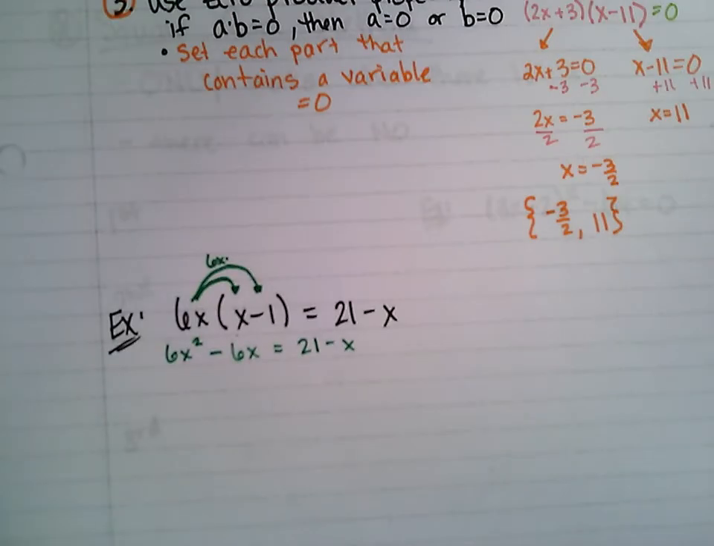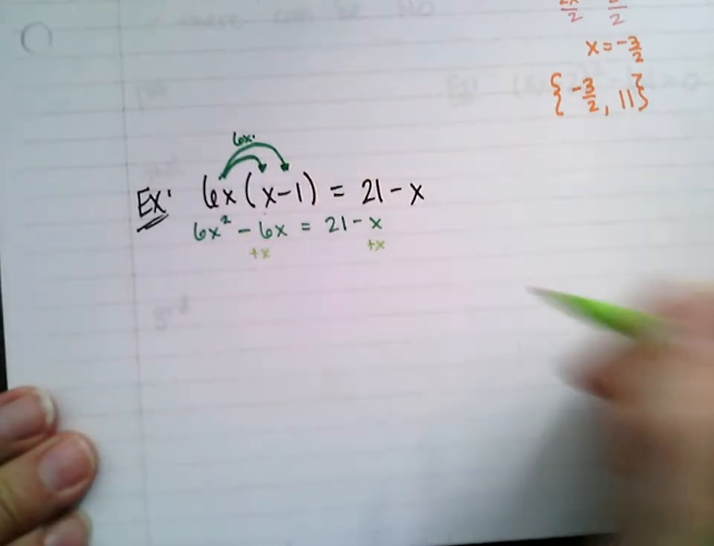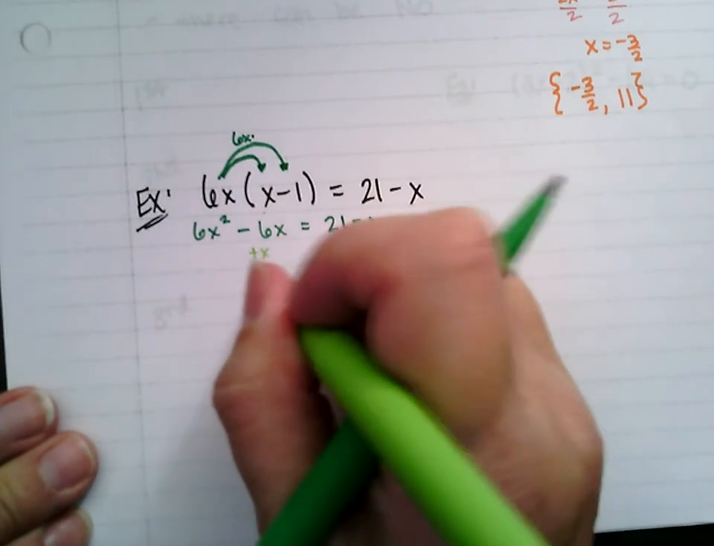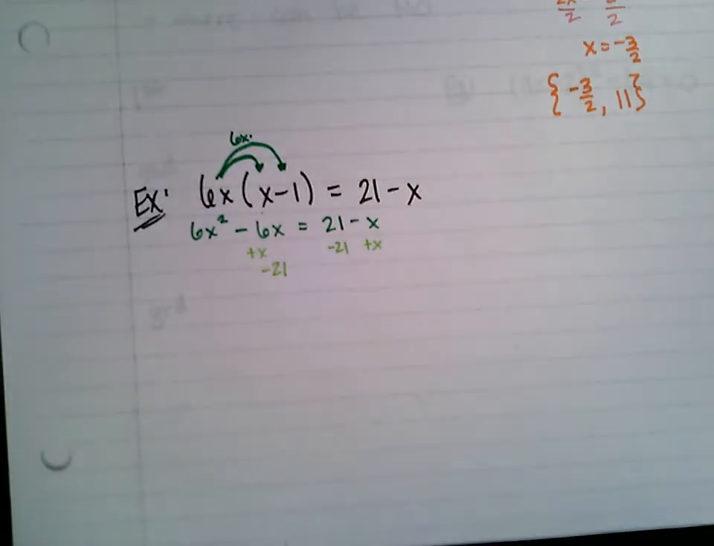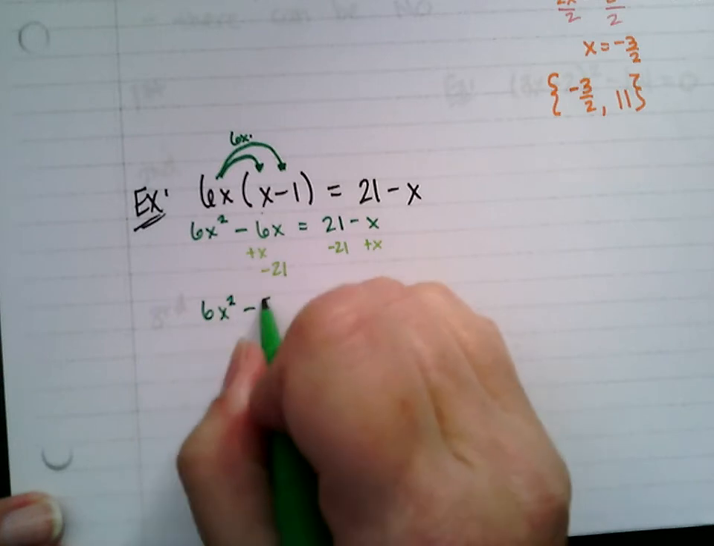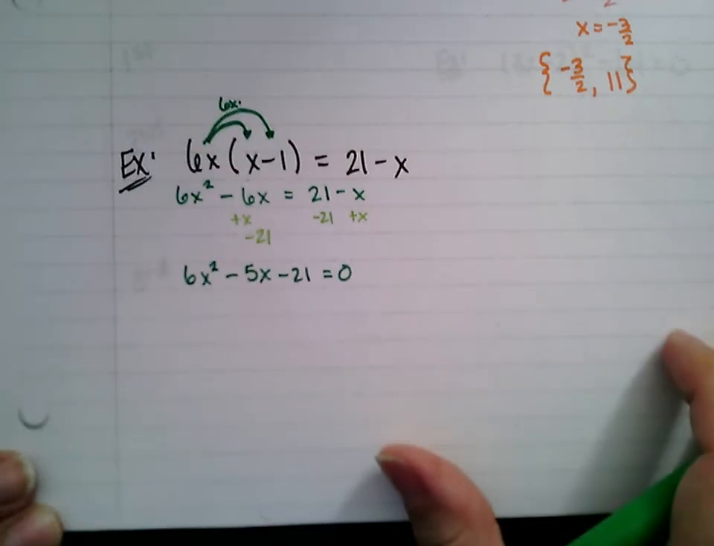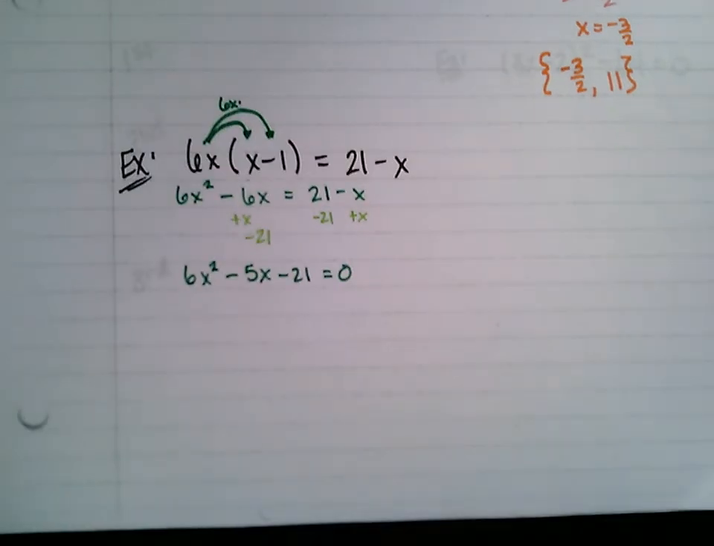Then back to that first step, we have to get equal to 0. So I need to add the x over here and subtract the 21. So now I have 6x squared minus 5x minus 21 equals 0. Okay, now we are set to start factoring.